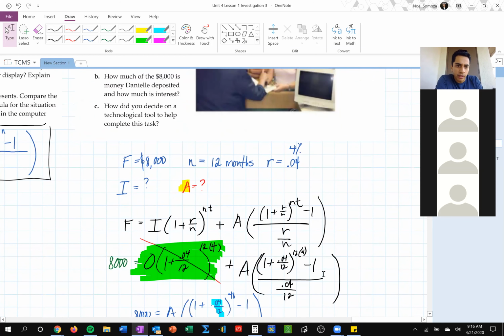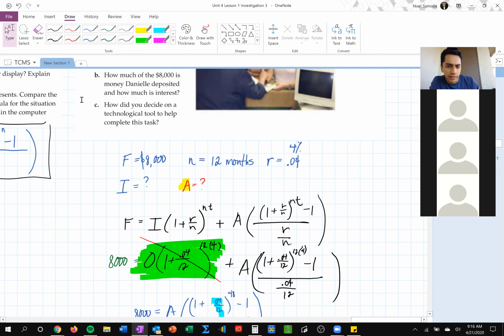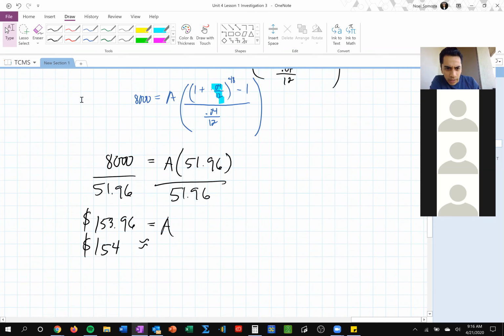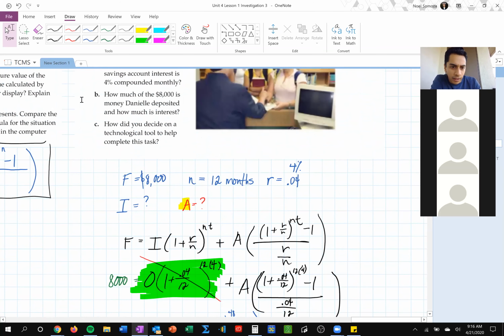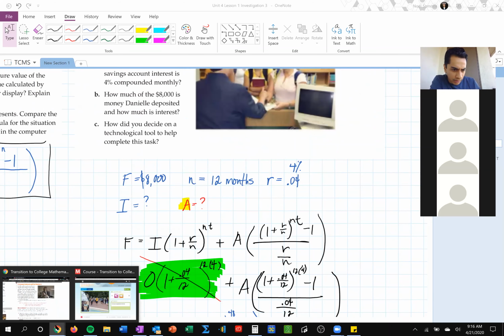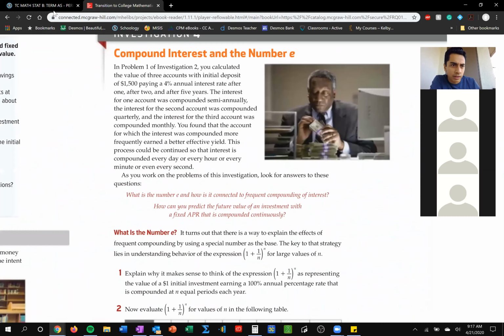All right. Okay, cool. So then it asks how much of the $8,000 is money that Danielle deposited and how much of it is interest, right? So how can you decide on a technological tool to help you complete the task? Let's go ahead and utilize that tool that we looked at last time, because we can do it algebraically, but we have the tool, so let's use that. We know the rate, we know it's compounded monthly, and we're trying to get to this fixed amount. So maybe if we take a look at that, we can find it. Let me pull it up.